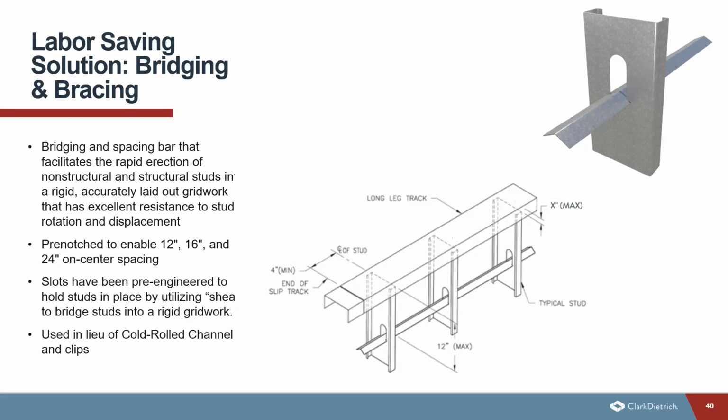So the slots have been pre-engineered to hold studs in place by utilizing the shear to bridge studs in a rigid grid work. And again, this is going to be used in lieu of the cold roll channel and clips. So when you compare the traditional installation to the installation of this cold roll channel or this proprietary bridging bar, as we saw in the video, the U channel would typically be installed through the knockout of the stud, and then you would use either a clip angle or another type of bridging clip to secure it. Whereas the bridging bar has to be twisted through the stud punch outs and then rotated into place to grip the edge of the stud. So it does help with speed when you're installing them.